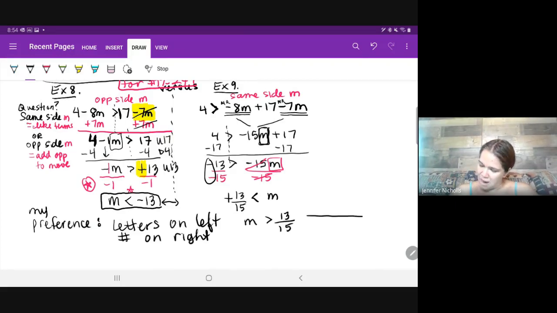Okay, and then how do you graph if it's a fraction? Don't panic. Just put it right there in the middle, right? We're only putting one number anyway. Open circle to the right. Make sure you're drawing your thick lines.